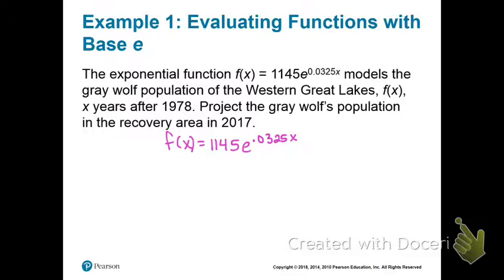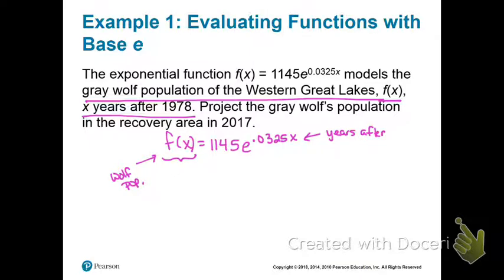Remember, we need to identify what our variables are. So what is this f(x)? Well, it says f(x) right here. After it, it talks about x years, so it must be the information before it, and the information before it says it's the gray wolf population. So we're just going to say that this is our wolf population. All right, what is x? Well, we see it's x years after 1978. So x is the years after 1978. Remember, when it says after, that means we're probably going to have to subtract 1978 from something.